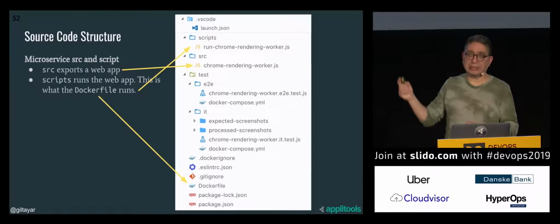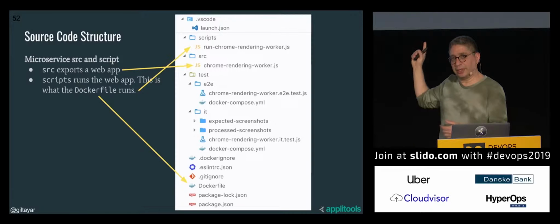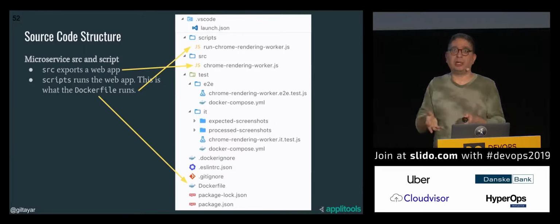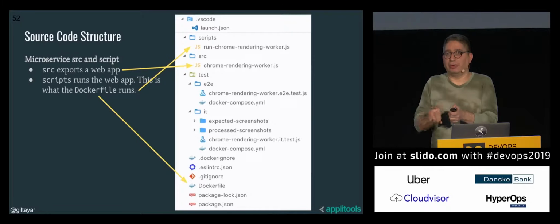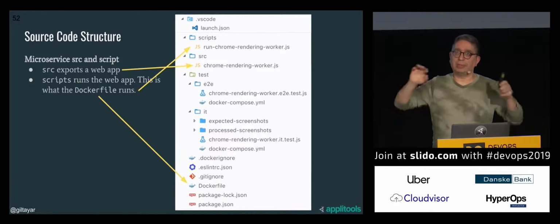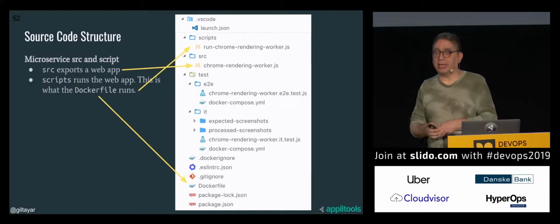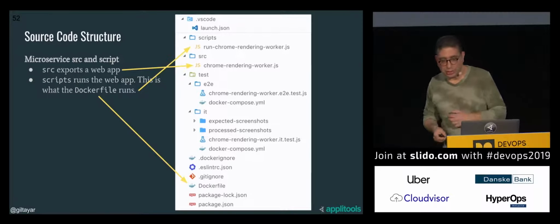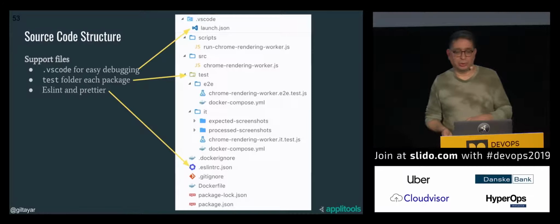Yep, the microservice. This is interesting. The src contains an Express app that, when I run it, runs the Express app, but it accepts all the configuration values as parameters. The scripts is what the Docker file runs. It reads the environment variables and passes them to the src, to the Chrome rendering worker thing, as configuration options. This allows me to either use the Docker image, or in some cases, if I don't want to use the Docker image, just use the npm package and run the application without a Docker image. We use both interchangeably. And of course, the Docker file as usual.